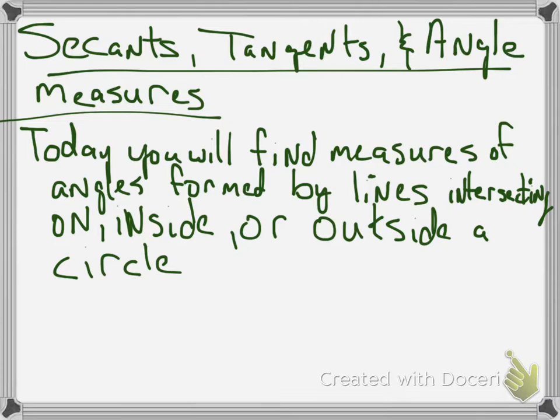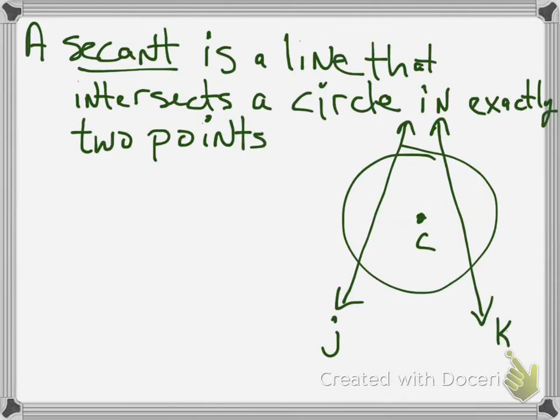So, what is a secant? A secant is a line that intersects a circle in exactly 2 points. A tangent touches it once, a secant goes through it twice. So twice does that line touch the circle. Now what does that mean?